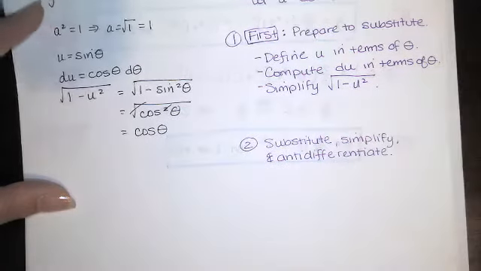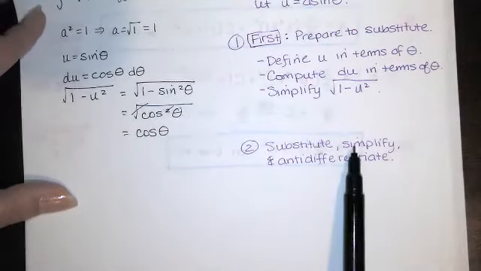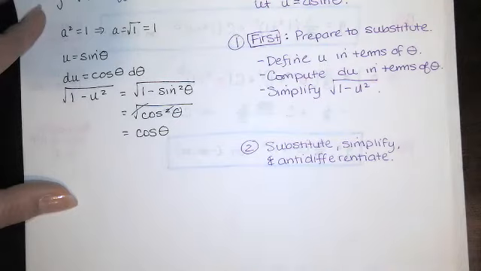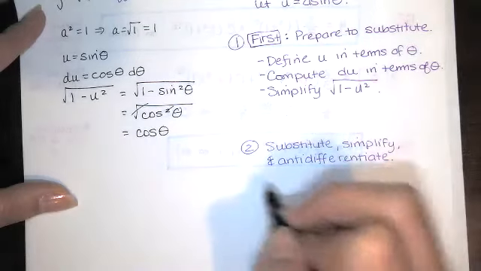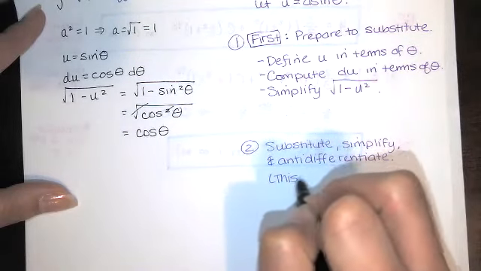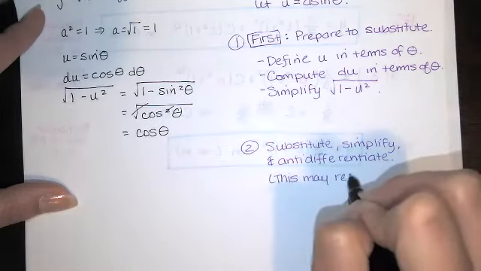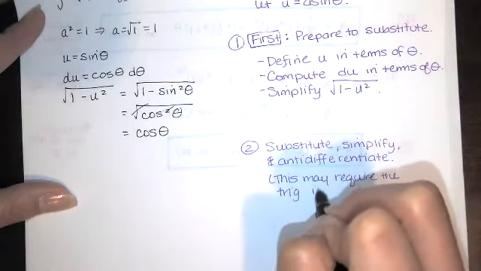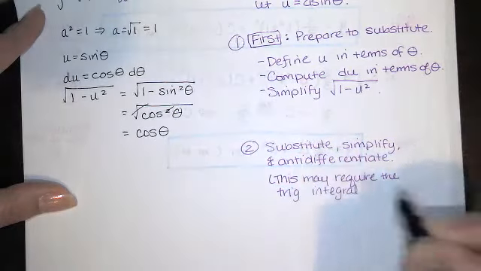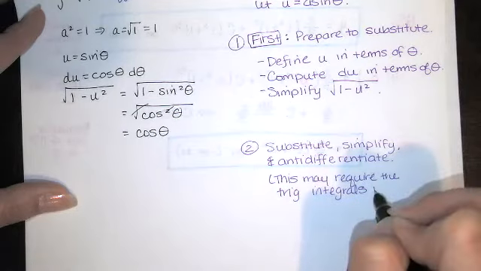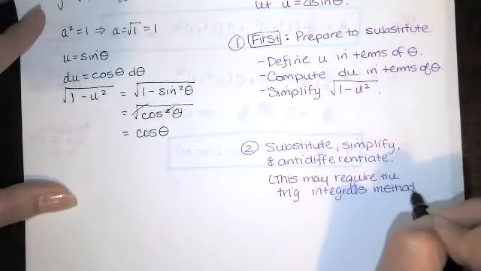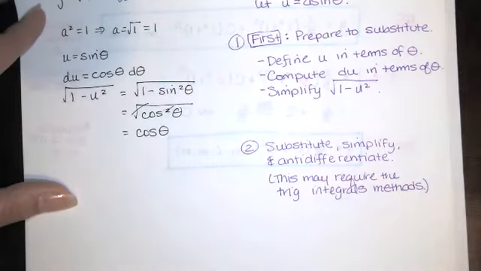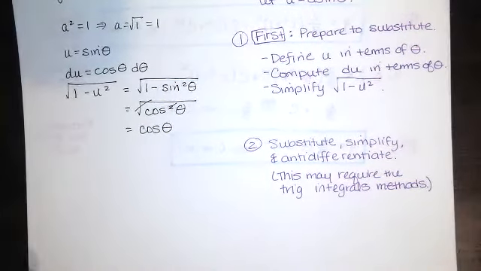So in other words, you want to write your integral entirely in terms of theta. You want to simplify it as much as possible, and then you want to anti-differentiate. This may require the trigonometric integrals methods that we studied in the earlier section. And again, you don't have to memorize those. In my class, you've got access to that sheet that you can use as a reference during the exams or quizzes.